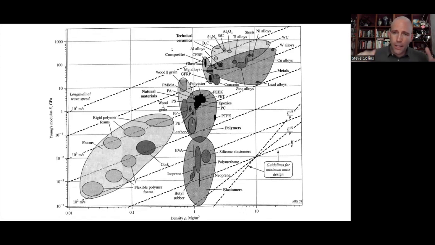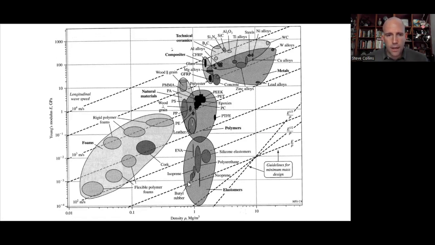So instead, we look at a chart like this where we have elastic modulus on the y-axis and density on the x-axis. And this is a log-log plot. And therefore, these straight lines in this space are lines of constant ratio of properties raised to certain powers.